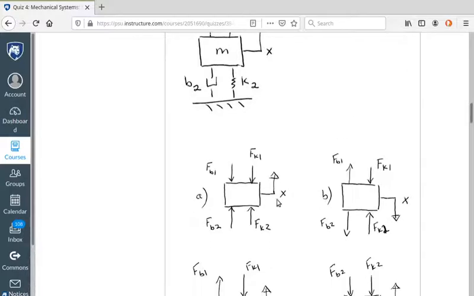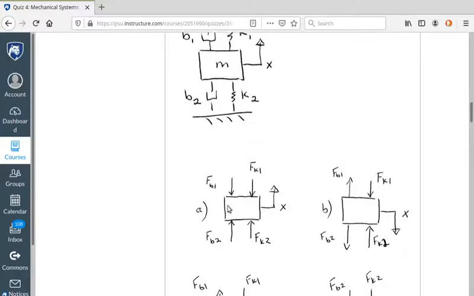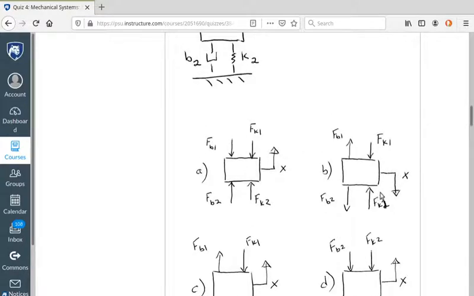So what we see here is, okay, A is looking pretty good. We see that there's a force due to spring 2, a force due to damper 2, a force due to damper 1 and spring 1. And then the coordinate system, X here is in the correct direction. So A is clearly okay. B is clearly not okay because the coordinate system is backwards.